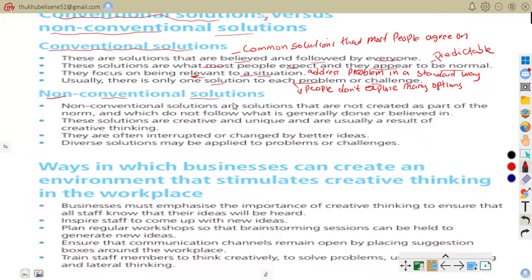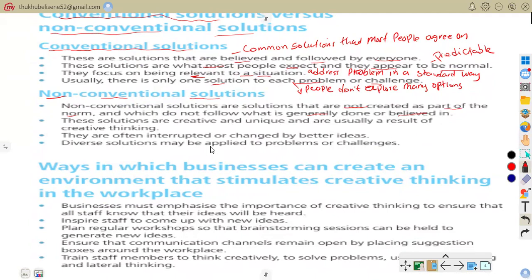Now we are on non-conventional solutions. It says non-conventional solutions are solutions that are not created as part of the norm and which do not follow what is generally done or believed in. Get that straight. It means these solutions are unusual, not commonly used. That's why we are saying they are not created as part of the norm.